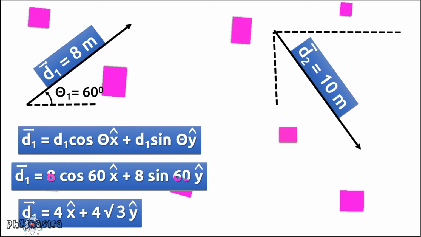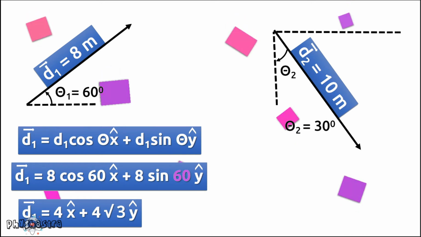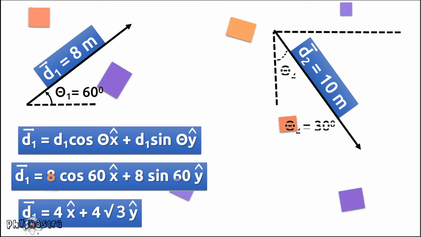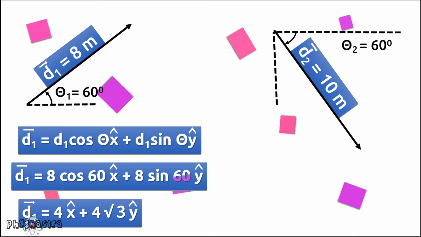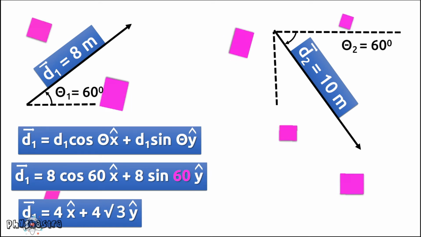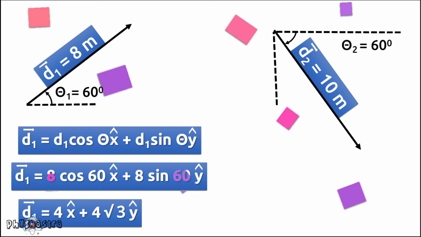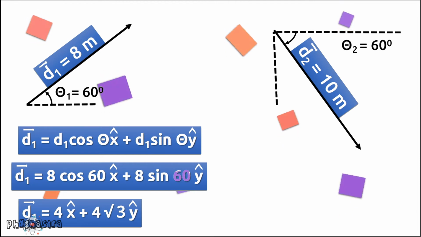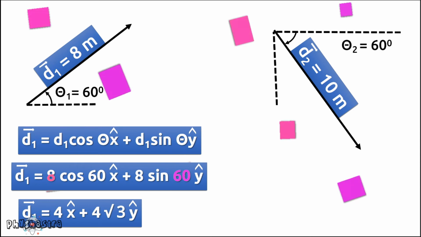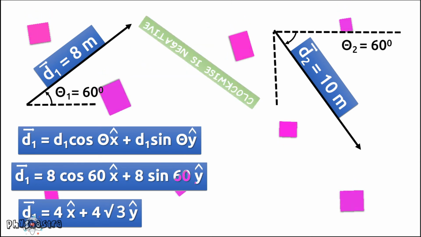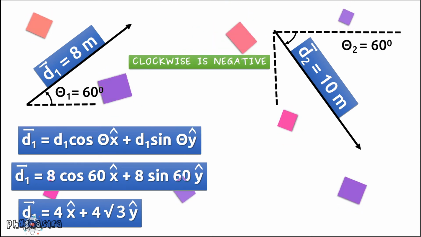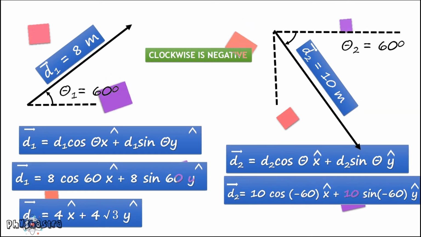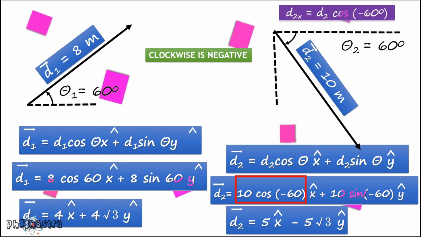Similarly for vector d2, this is a little tricky. The angle is 30 degrees adjacent to the y-axis. Let us take the angle on the other side, adjacent to the x-axis, which is 60 degrees from 90 minus 30 degrees. Look, if we take the angle clockwise, then the angle will be negative, as I have mentioned earlier that the angles are supposed to be taken in the counterclockwise direction.